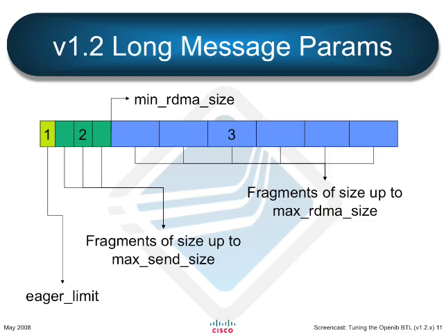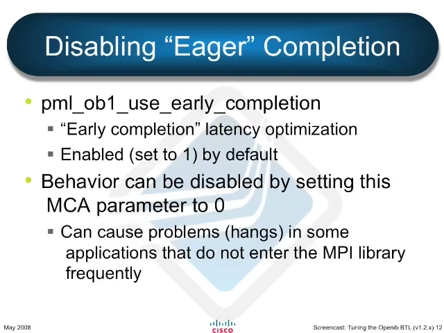In version 1.2.6, we introduced a new parameter. This was not available in prior versions of the 1.2 series, called PML OB1 use early completion. And I'm digressing from my earlier rule that I'm not showing the prefix.